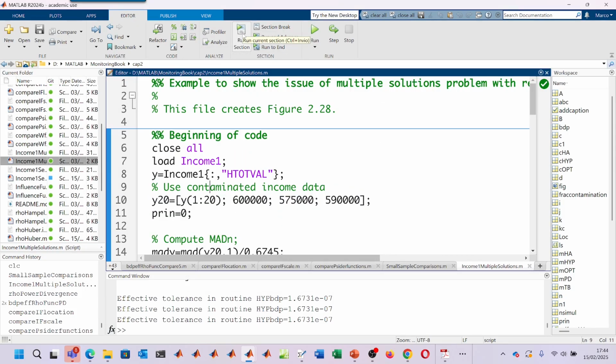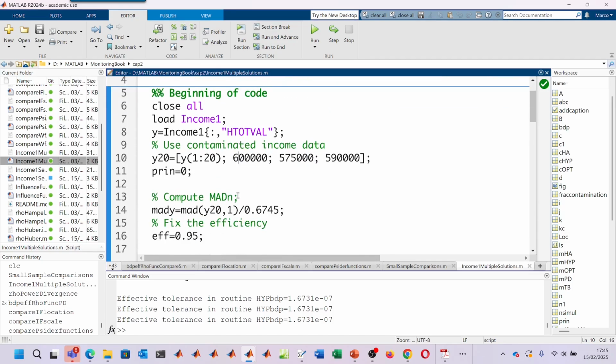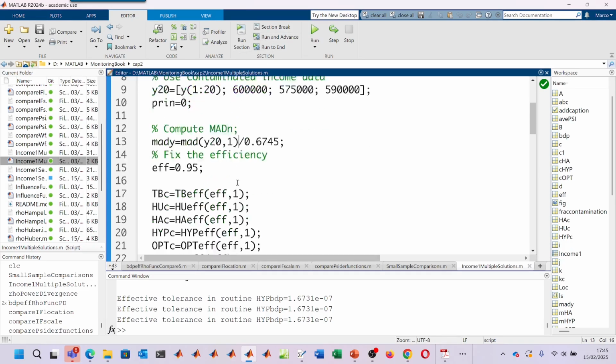The final point that we want to touch is the issue of multiple solutions. That is, if you have estimators which have a redescending psi function, it may happen that you end up with a series of local minima. In this example, in order to show this issue, we consider the first 20 observations for the first dataset, and then we have 3 contaminated observations, and then we check whether there are or not multiple solutions.